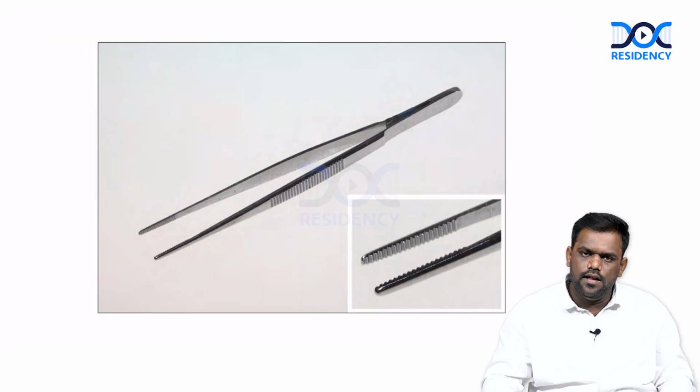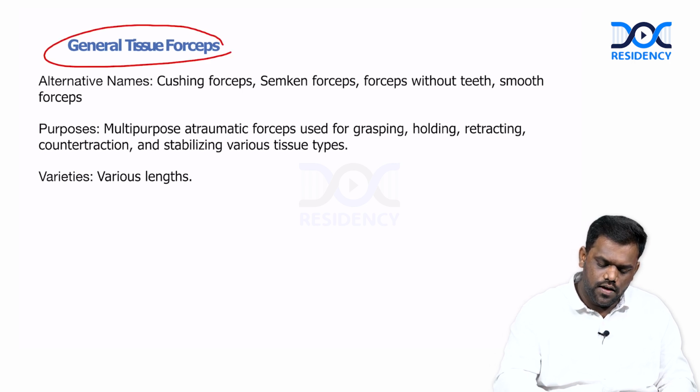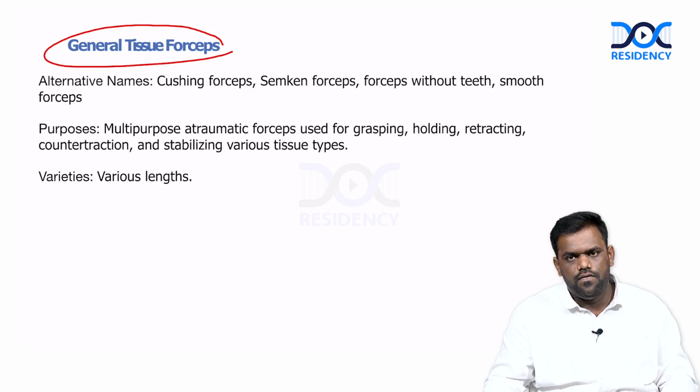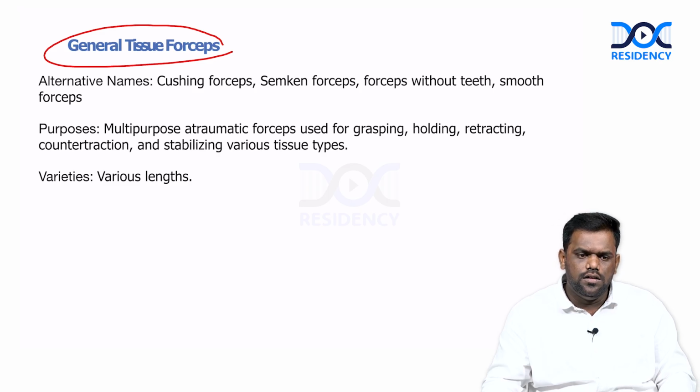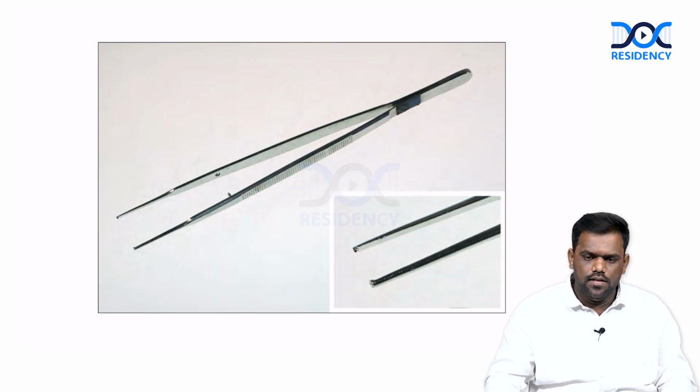So identify this. This is general forceps, called general tissue forceps, otherwise called a Cushing forceps, Semken forceps without teeth. It is a simple non-tooth forceps and a smooth forceps. It is an atraumatic forceps used for grasping, holding, retracting, counter traction, or stabilizing various tissue types. It's available in various sizes.